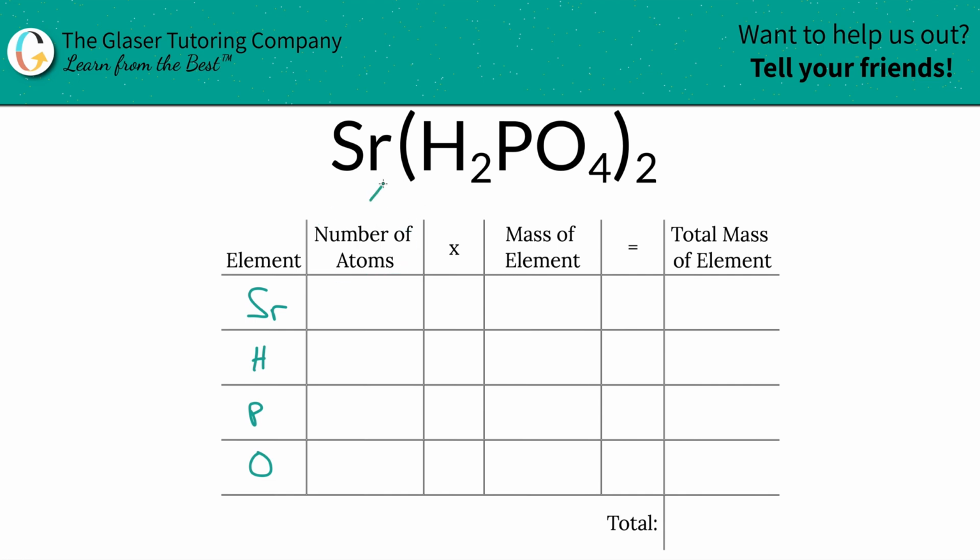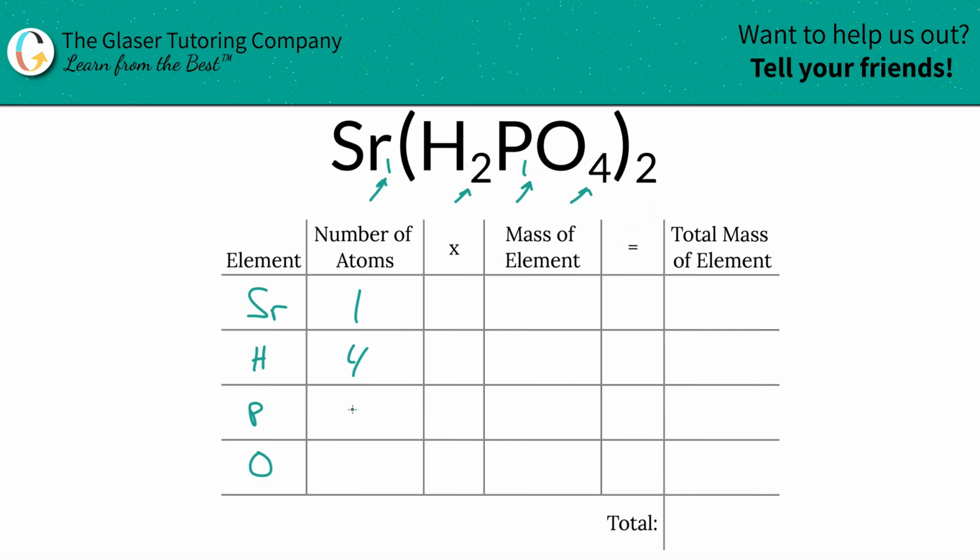Next is to identify the number of atoms of each, and that's where the subscripts come into play. If you don't see a subscript there at the bottom, just put in a 1. For strontium, there's only one strontium, so we're going to write 1. For hydrogen, there's 2 hydrogens. However, hydrogen is part of that polyatomic anion dihydrogen phosphate, and you have 2 of those anions. So therefore, you would have 4 hydrogens in total.